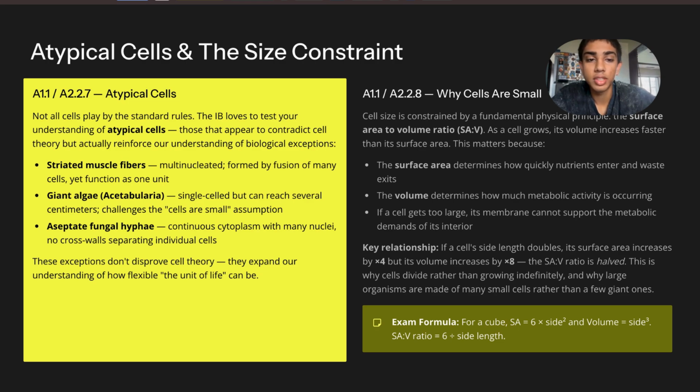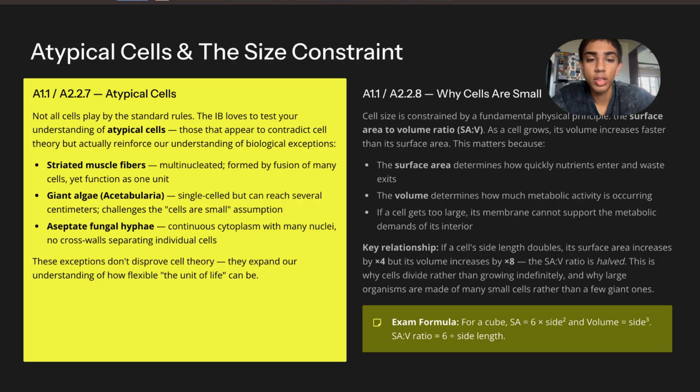The IB loves testing your ability to read real micrographs, so don't look for perfect textbook drawings, look for patterns. A large dark circle is almost always the nucleus. Ovals filled with wavy parallel internal lines are the mitochondria, and parallel sheets or lines packed tightly together near the nucleus represent your rough endoplasmic reticulum.